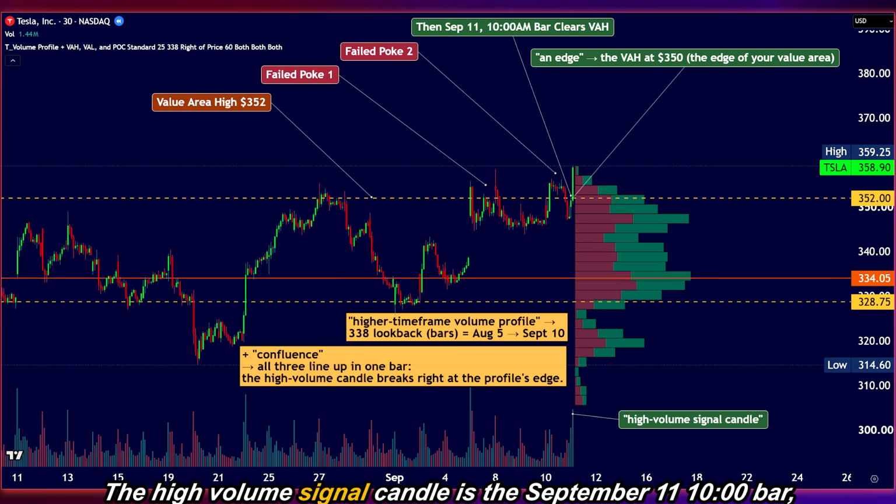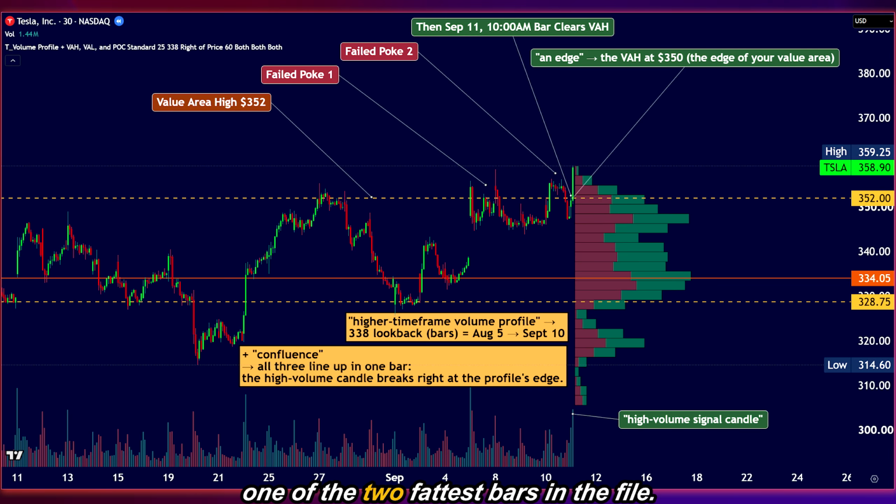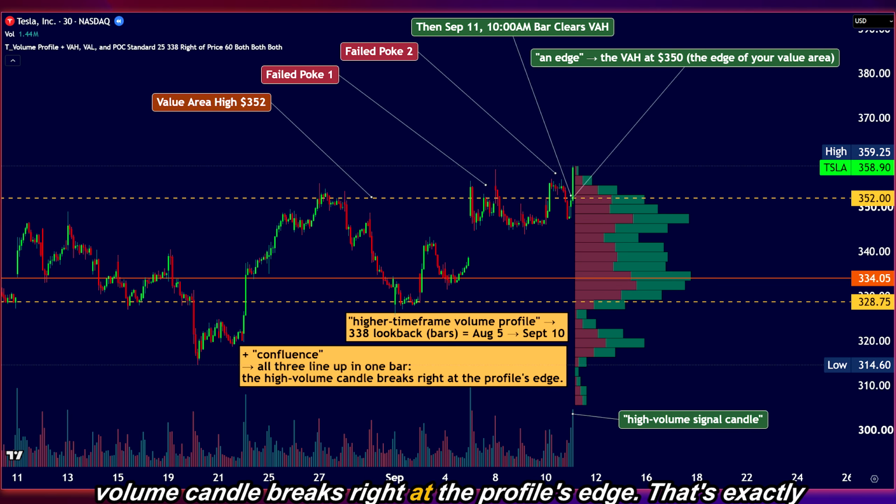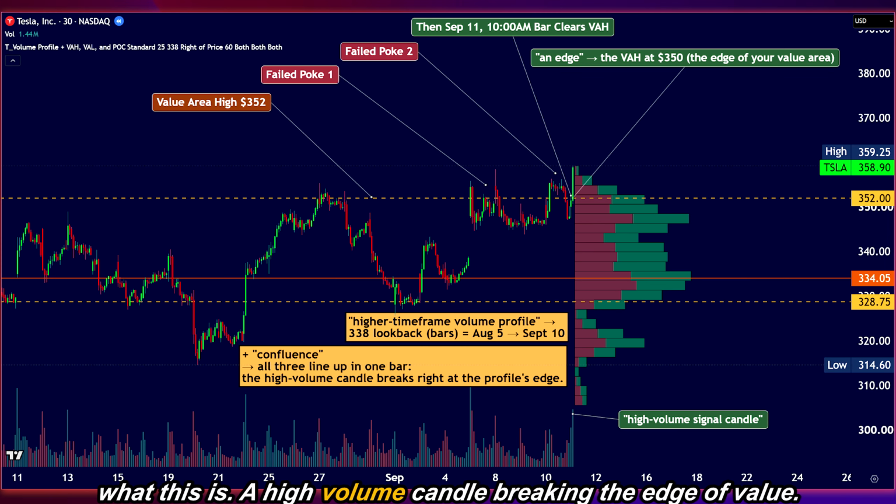The high volume signal candle is the September 11th 10 o'clock bar, one of the two fattest bars in the file. The edge is the value area high at 350. The higher time frame volume profile is your summer 30-minute profile, the big picture context. And the confluence, all three line up in one bar. The high volume candle breaks right at the profile's edge. That's exactly what this is, a high volume candle breaking the edge of value.